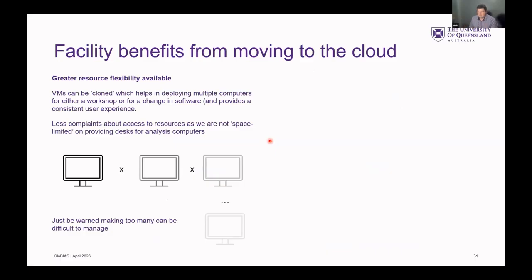There are fewer complaints about access to resources, so we're not space limited. Previously, we had 4 big workstations, and that was at 4 desks. And desks can be a hot topic when we have 500 people in the building. So users can access from their own laptops wherever they are. We do have a couple of thin client computers with a big screen, because you do sometimes need a big screen, and I wouldn't advocate doing lots of image analysis on a 16-inch little laptop screen.